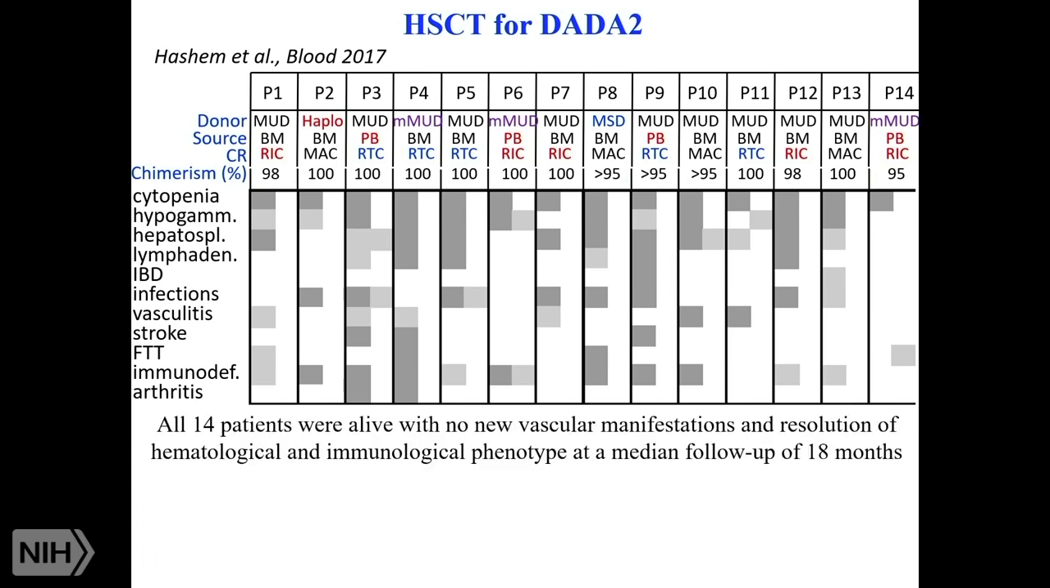So all of them are alive. No new vascular manifestation, which was another issue. You know, is this hematopoietic intrinsic? Is this hematopoietic extrinsic? In fact, none of the patients experienced new vascular problems. All of them had a full correction of the hematological immunological phenotype, which was the main reason why they went to transplant, and none of them experienced serious infections after transplantation.